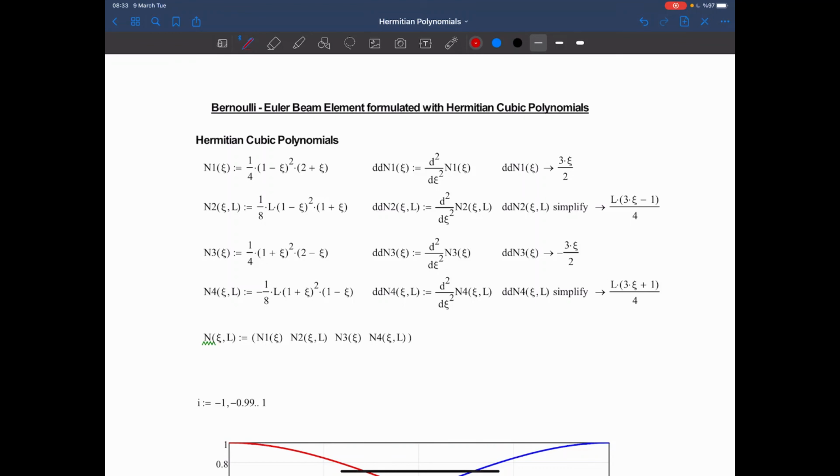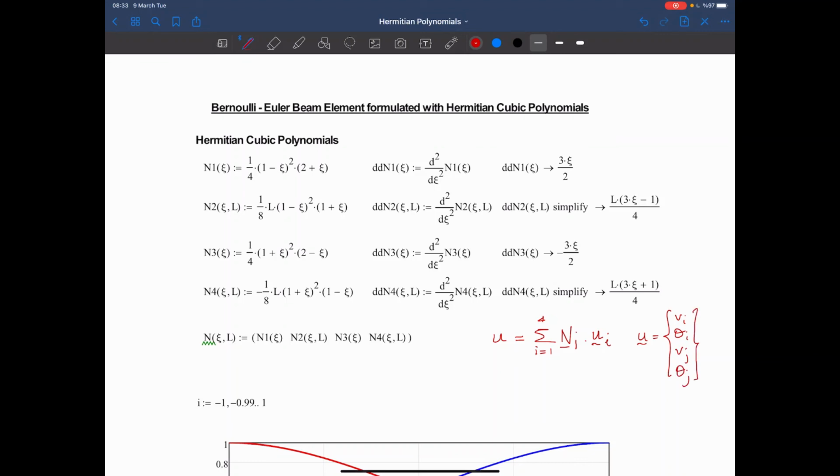Now let's talk about the implementation of the Bernoulli Euler beam element formulated with the Hermitian cubic polynomials. Now remember that we interpolated the displacement field as follows. This is the continuous displacement field. I can write it in this form: sum over i equal to 1 to 4, we have the Hermitian cubic polynomials multiplied by the nodal displacements. And the nodal displacements are defined as v_i, theta_i, v_j, and theta_j.